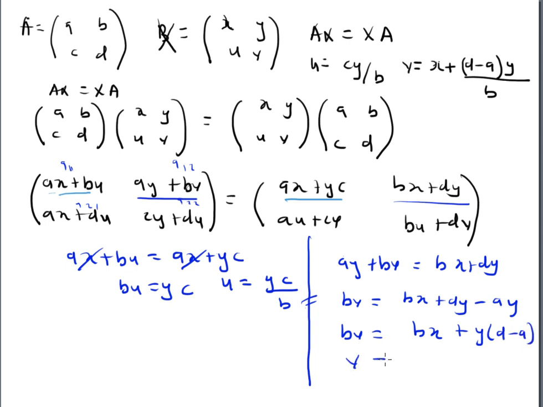So BV is equal to BX plus Y(D minus A). Okay. So V is equal to X plus Y(D minus A), and this is being divided by B. Okay. We divided this BX by B, so B on B is equal to 1. So we get X standing alone. Please, do you get this proof we've done? Is it clear, please? Hello, is it clear?